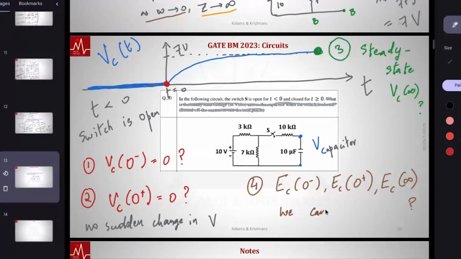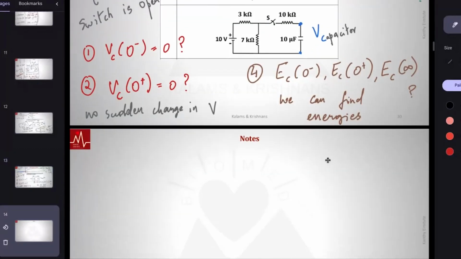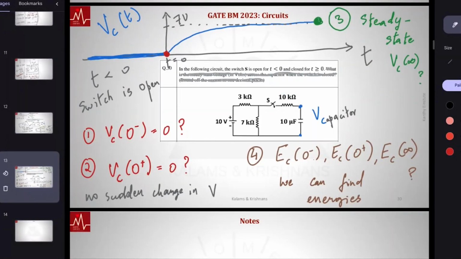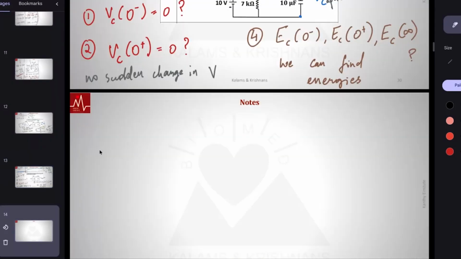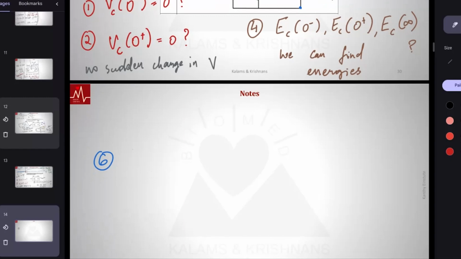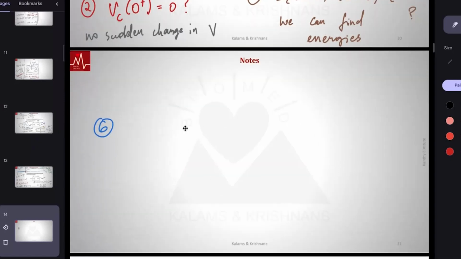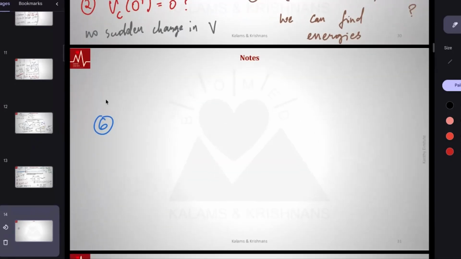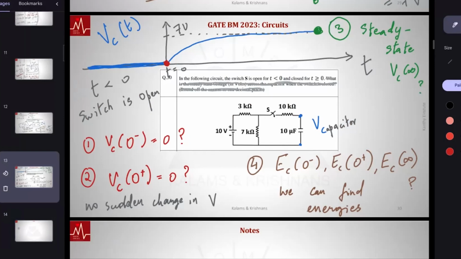We can find energies. So what is the fifth thing they can ask? Sir, in 4 itself, you put EC0 minus, EC0 plus, EC infinity. They can also ask you one more. Let's say the fifth, suddenly, hold on. That's a surprise, or a climax that will be revealed towards the end. Exponential saturation is a very, very simple curve. There is one constant there.